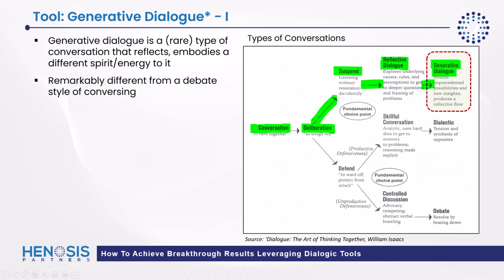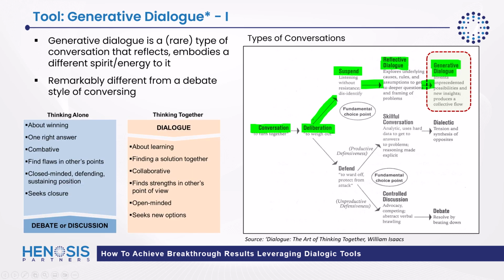And so generative dialogue is a remarkably different form of conversation than debate, where debate or a discussion reflects thinking alone, where the goal is about winning, about coming to one right answer or one right conclusion. It's often combative in nature, where the goal is to find flaws in others' arguments. It reflects closed-mindedness, defending and sustaining one's position. And debate or discussion often is convergent in nature, that is, seeking closure.